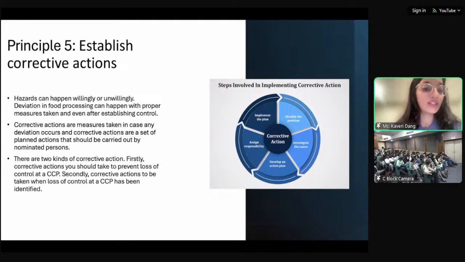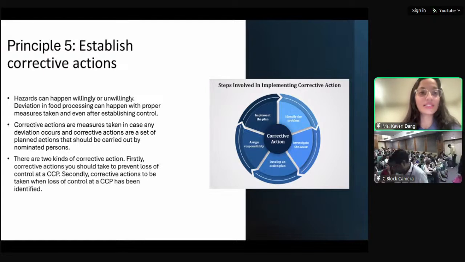There are two kinds of corrective actions. Firstly, corrective actions you should take to prevent loss of control at our established critical control point. And secondly, corrective actions to be taken when loss of control at a CCP has been identified.